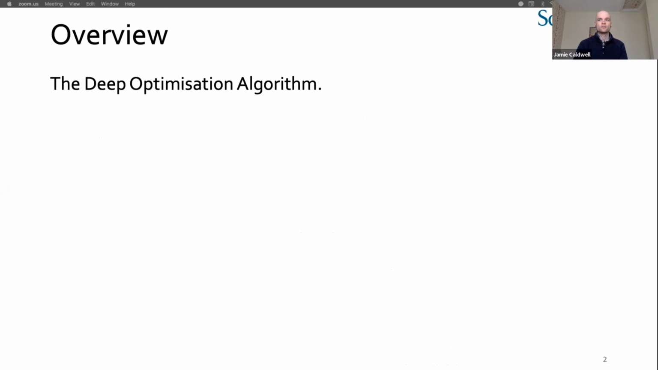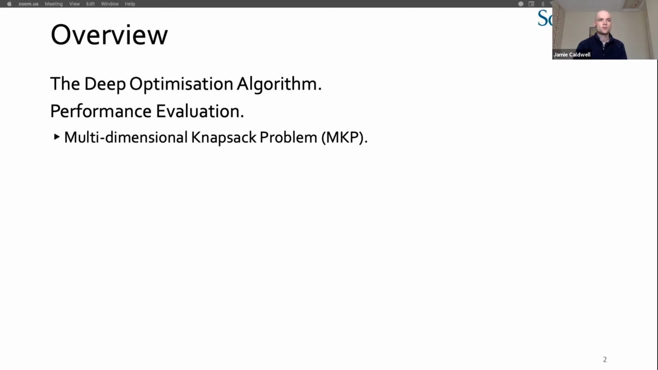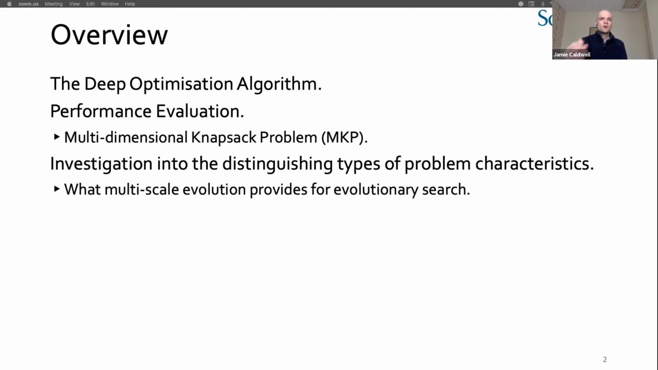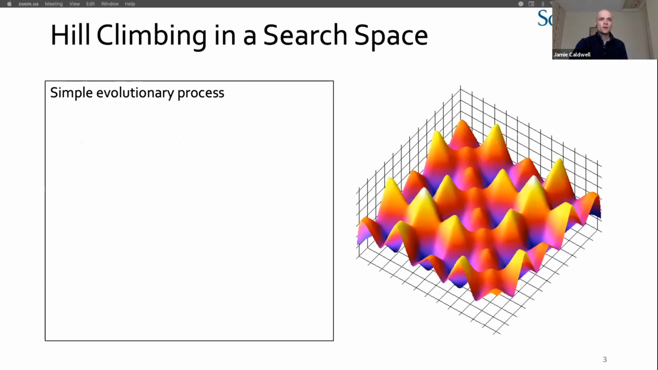First of all, I'm going to start off by introducing the deep optimization algorithm. Then we show our current results on applying the algorithm to the multidimensional knapsack problem, where we show performance improvements compared to other state-of-the-art algorithms. We then take this further, trying to understand exactly how searching and inducing deep representations enables optimization to find superior solutions, and particularly the kind of problem characteristics that this method allows us to overcome in comparison to the other state-of-the-art methods.